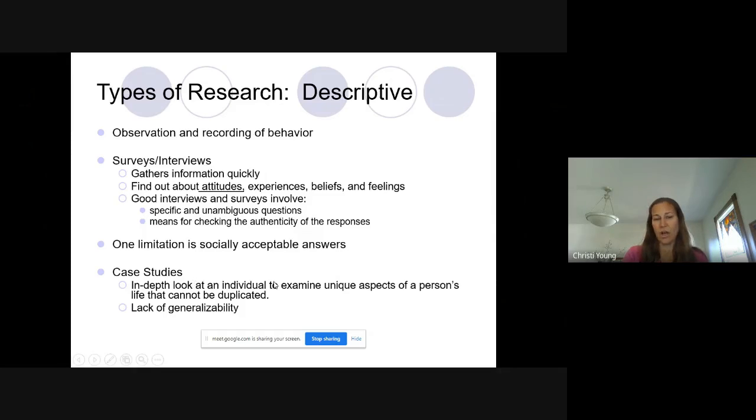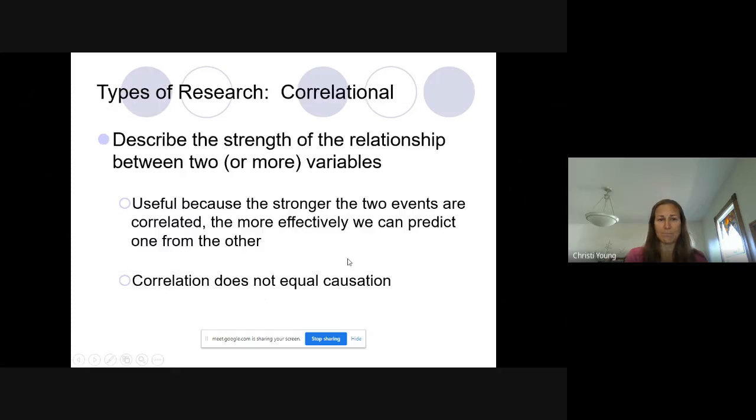Case studies are great also because they give a lot of information about a unique population or potentially a business or an organization. However, because of the fact that it's very unique to that person or that individual, they are not necessarily able to be duplicated, so they lack generalizability.